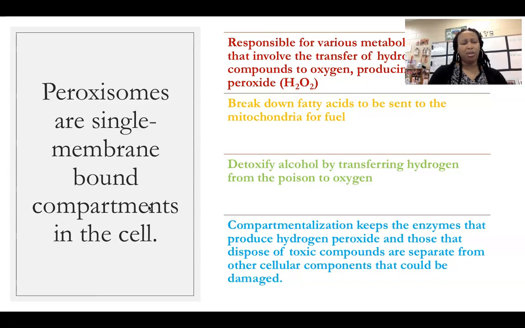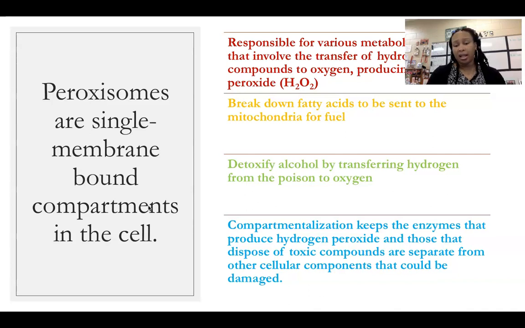All right, some other organelles that we're going to find in the cell. Another organelle that is responsible for various metabolic functions is going to be peroxisomes. Now, the origin of peroxisomes is not yet known. All we know is that it involves the transfer of hydrogen compounds to oxygen, which produces hydrogen peroxide, H2O2. This is important for breaking down fatty acids that are going to be sent to the mitochondria for fuel.